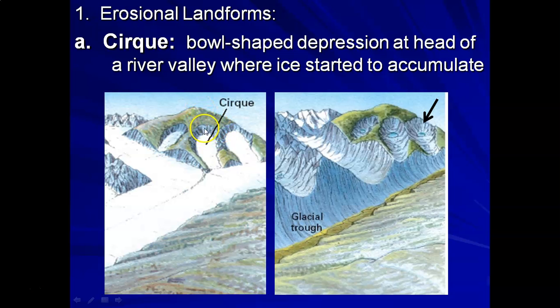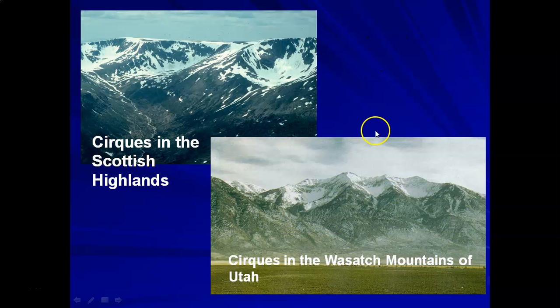And so here is the head wall, or the beginning of a tributary in a high mountain area, and the glacier started to accumulate and erode out that river valley. And what you wind up with is high mountain, scooped out cirques. And they take on various kinds of forms, but they're very common features in the Rockies of the western United States and many other mountain ranges.